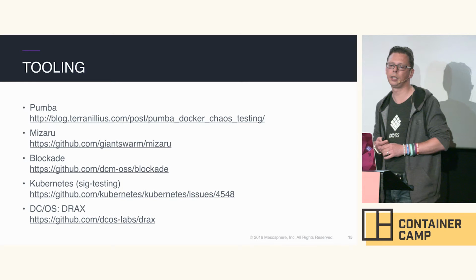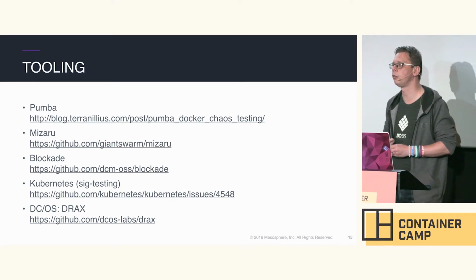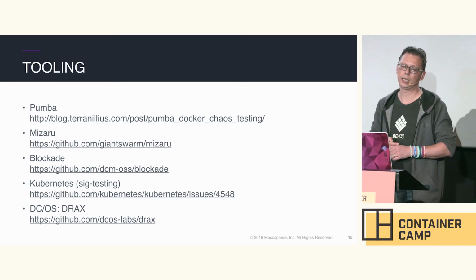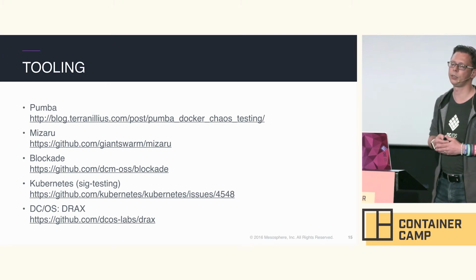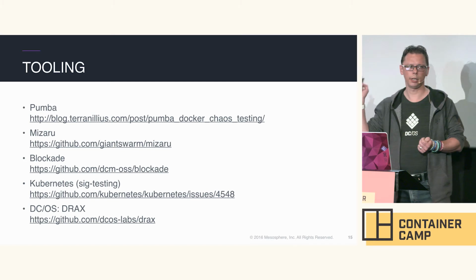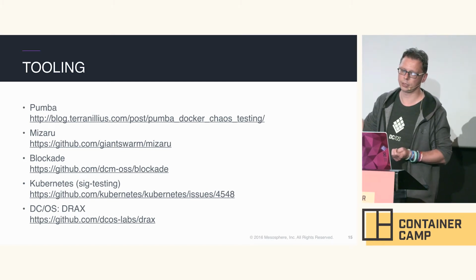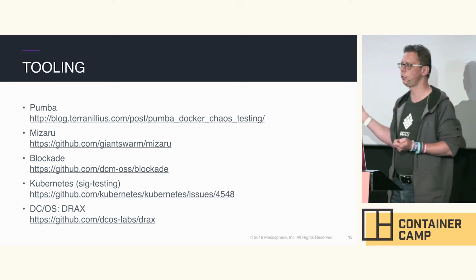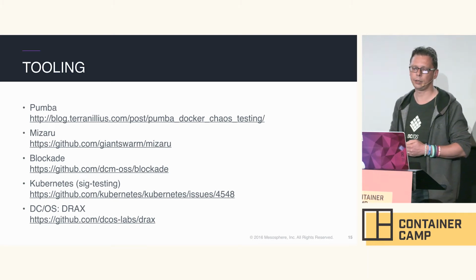Mitsuru and Blockade are especially great for the network layer to make sure that you really test how the communication between different containers goes. Correct me if I'm wrong, if someone like Craig or whoever knows more. I have only seen within SIG testing this one issue there, so there is an issue, but I'm not entirely sure. I haven't found a tool yet out there.